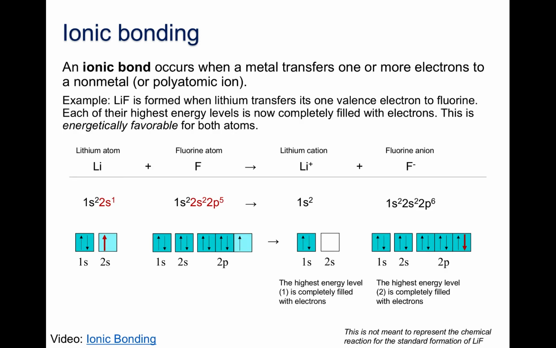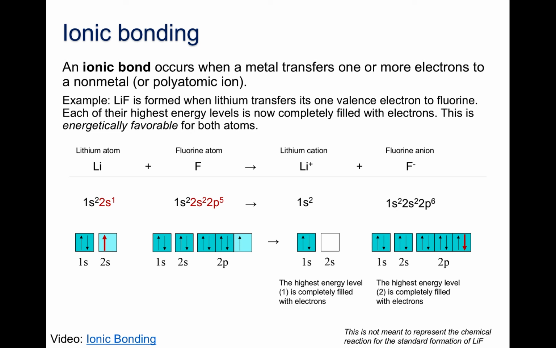We won't spend too much time on ionic bonding because we've already talked about ionic compounds quite a bit throughout this semester. But you know in general that an ionic bond occurs when you have a metal transferring one or more of its electrons to a nonmetal, and sometimes that anion can be a polyatomic ion.